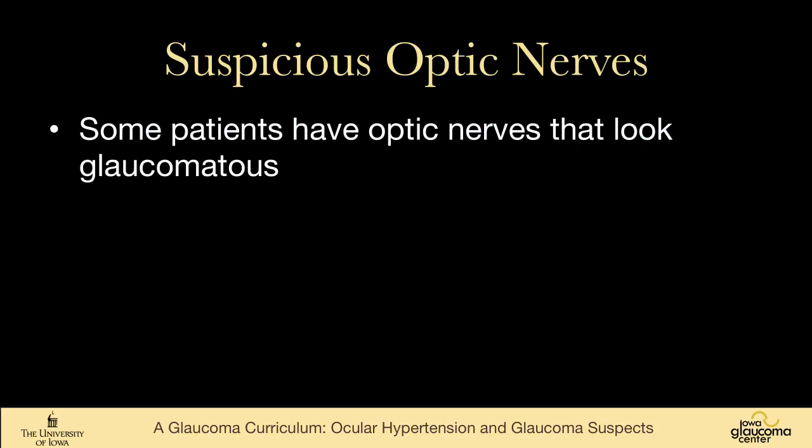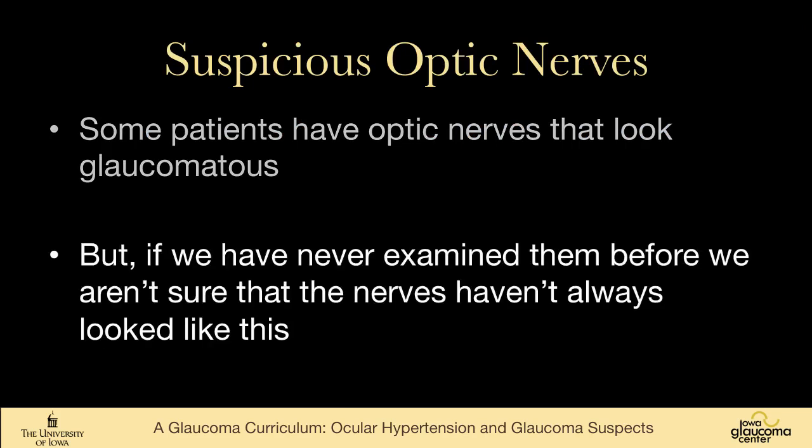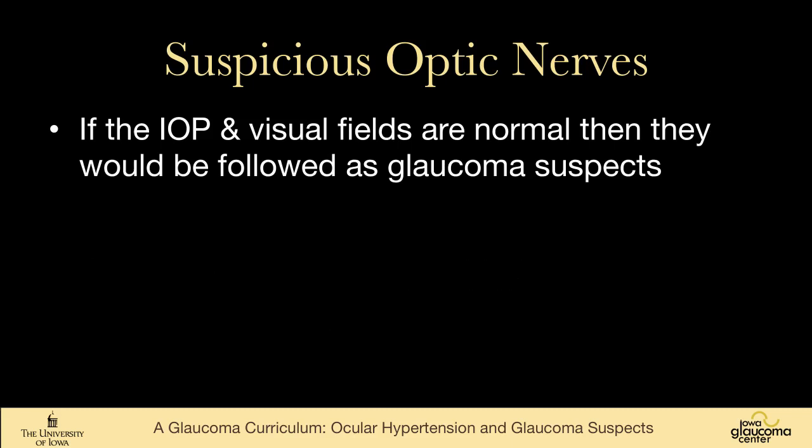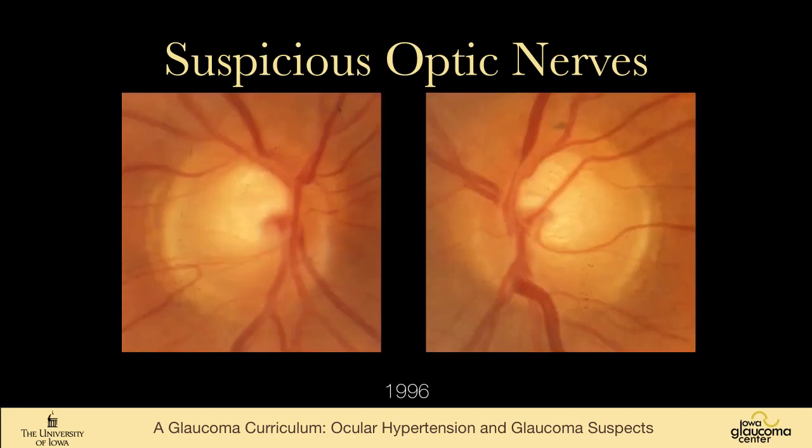Besides ocular hypertension, there are other glaucoma suspect patients whose nerves look glaucomatous. But if we've never seen them before, we're really not sure that the nerves haven't always looked like this. So we're all born with nerves that are different, and one can have a very large cup to disc ratio or a very small cup to disc ratio at baseline, and it's really hard to know unless you've seen the patient before. If the pressure and the fields are normal, then these patients are typically photographed and then followed as glaucoma suspects.